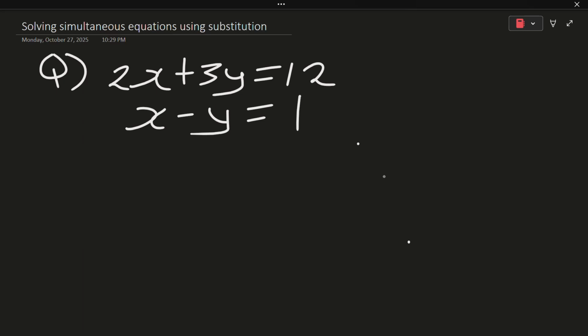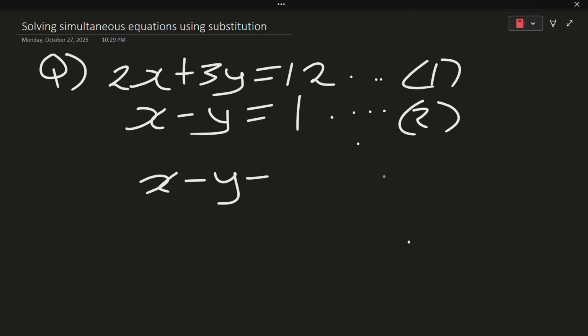So we first select an equation. Let's assume this is our equation 1 and this one is our equation 2. So we make any variable subject of the formula either on equation 1 or in equation 2, but the simplest one is equation 2. So we can take x minus y equal to 1 as the equation. Then we make either x or y subject of the formula. Let's make x subject of the formula. It becomes x is equal to, move y to the other side, it becomes positive y, so it's y plus 1. That's how we do it.